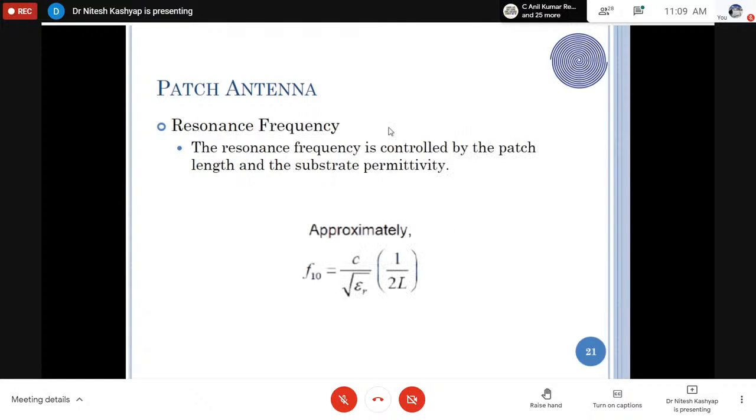Now the second thing is that the antenna length or dimension is also related to the relative dielectric constant of the substrate. The frequency is reciprocal to the substrate. So if the dielectric constant increases, the dominant frequency, or the operating frequency, will decrease.